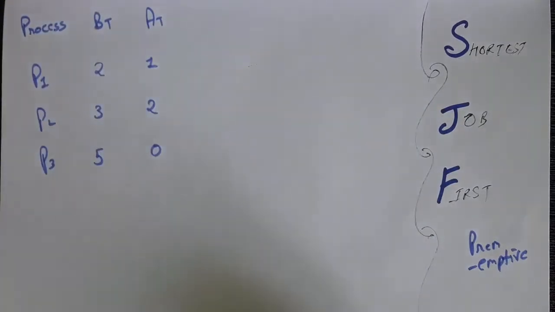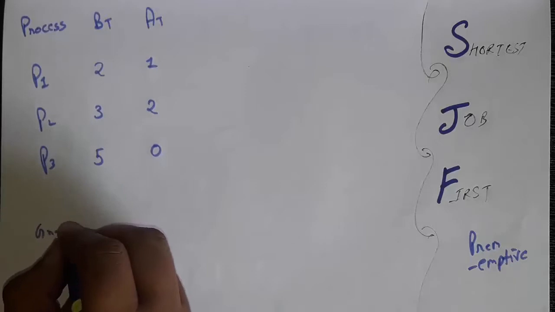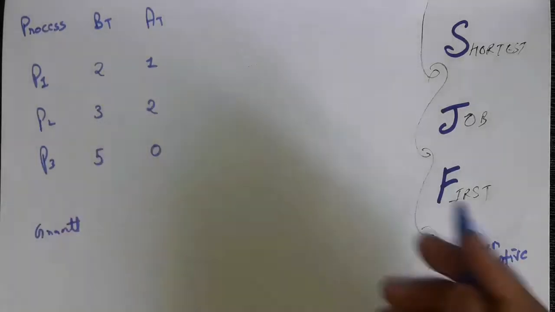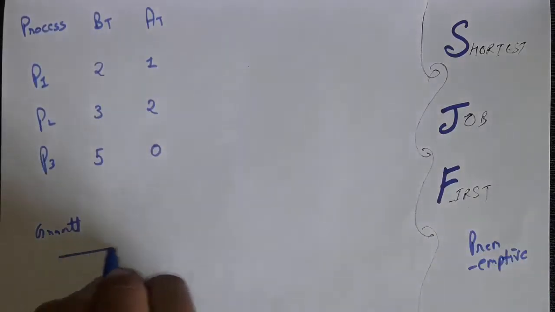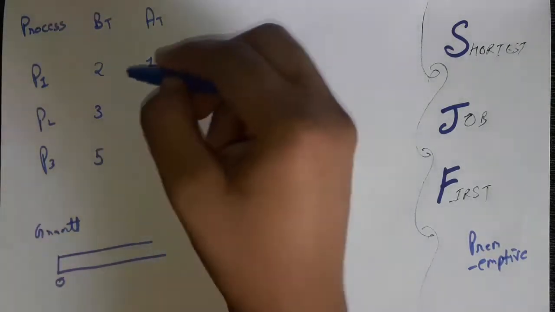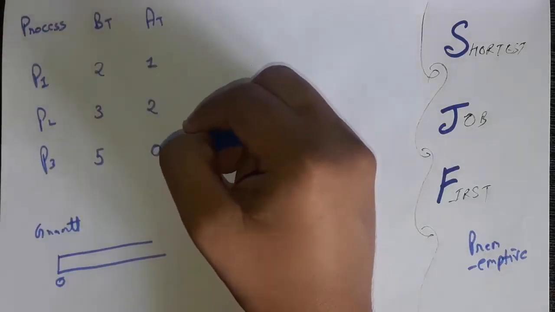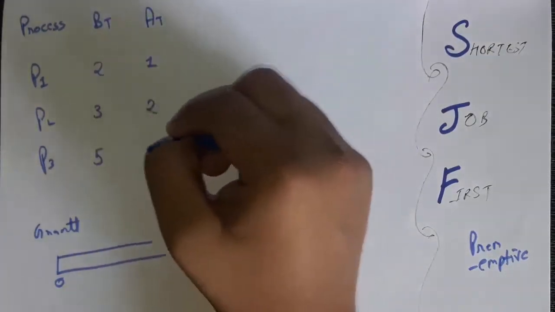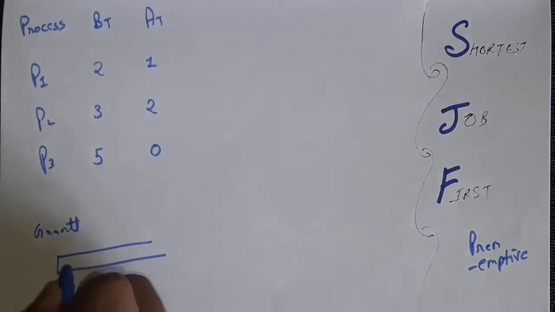So this was our question in the previous video, and as usual first we have to draw a Gantt chart. So always draw a Gantt chart so it makes the calculation easy. Now the Gantt chart starts from 0. We have to look which process arrived on the 0th on the timeline. So you can see from P1, P2, P3 only the P3 process arrived on the 0th timeline. So we have to start the P3.